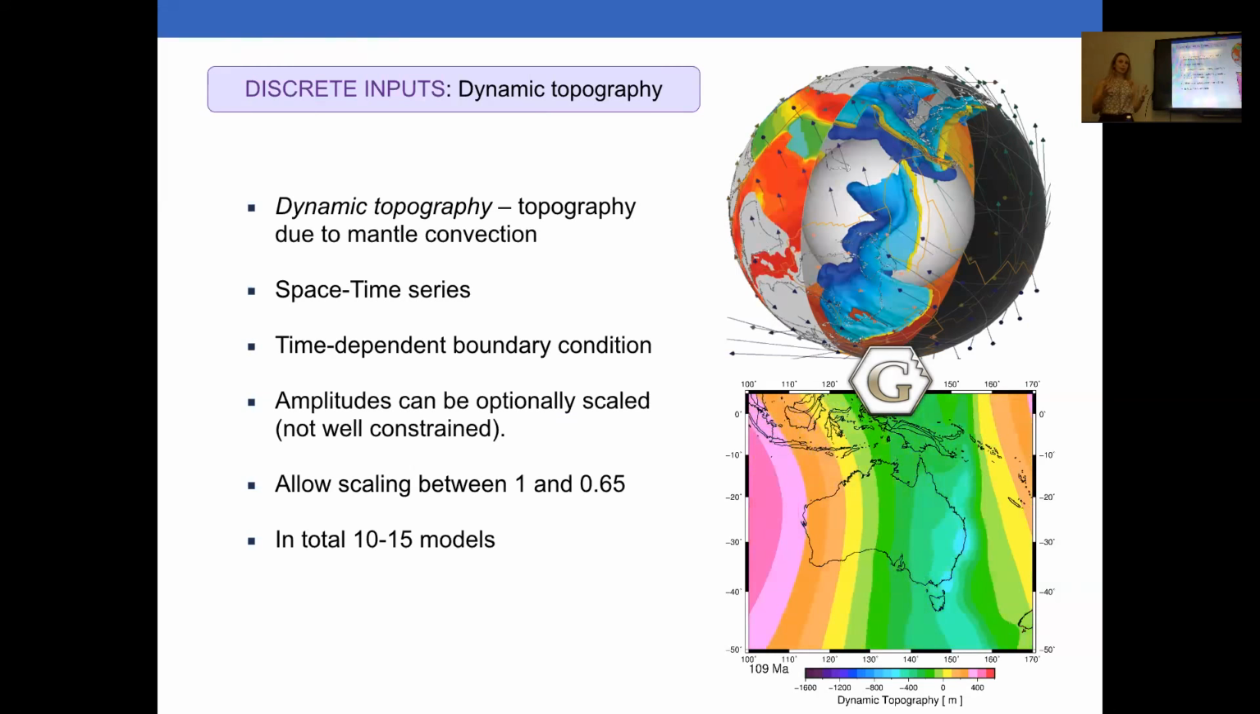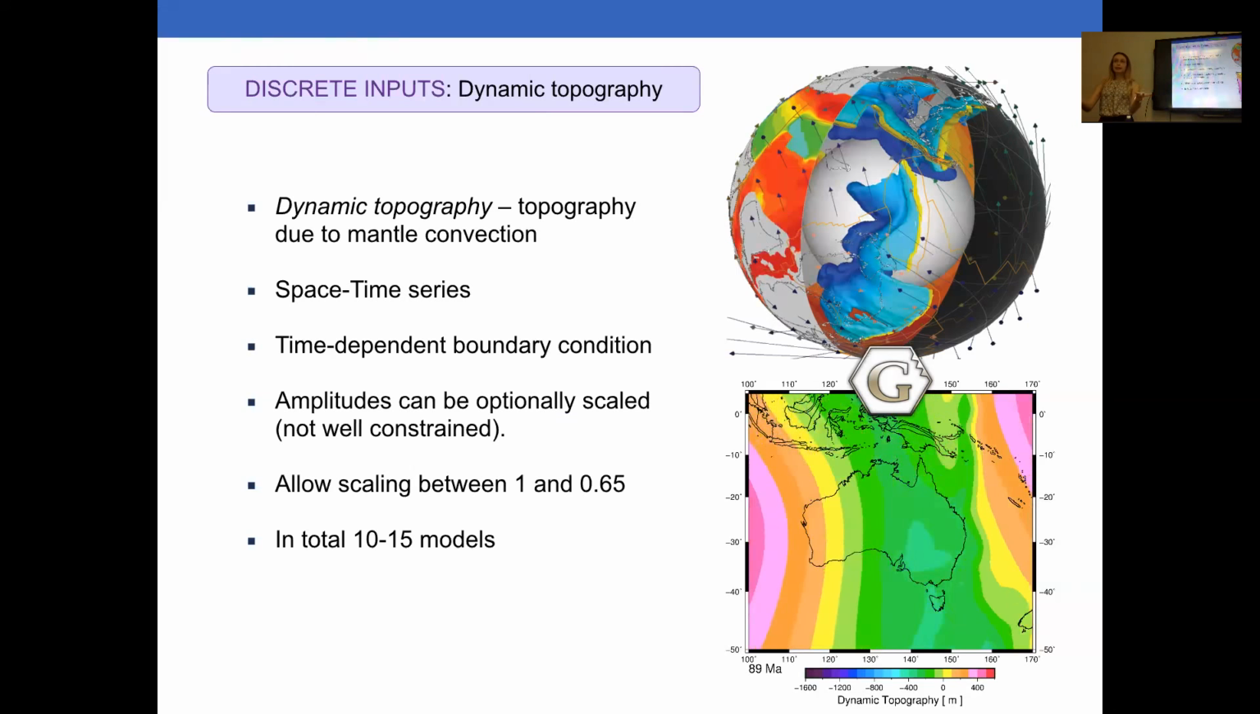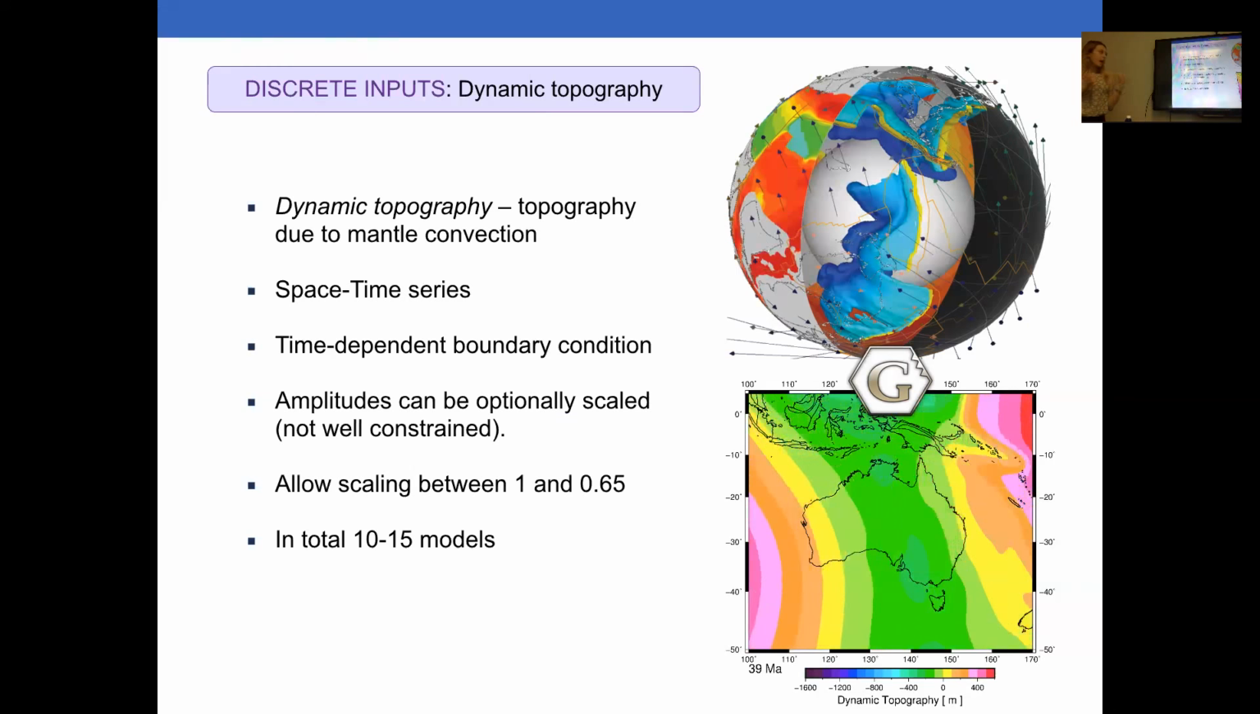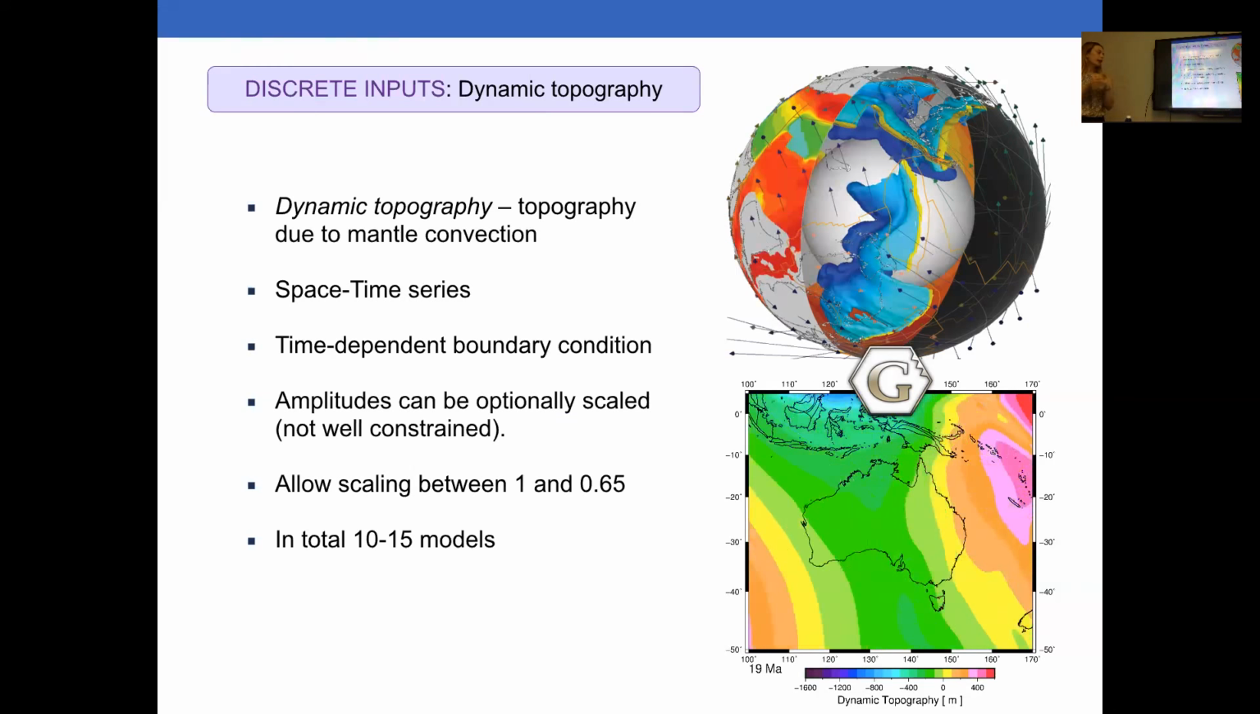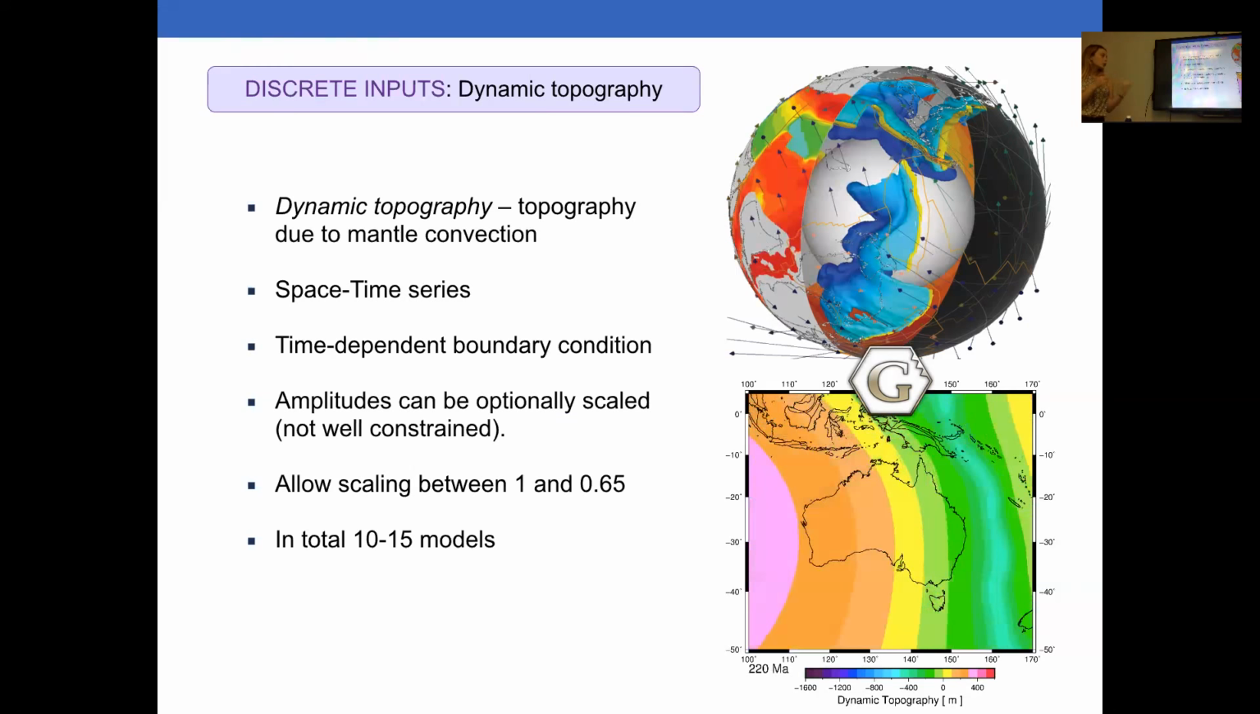So in regards to dynamic topography, where the data science team is concerned, we will do most of the processing on our end. However, what we'll do is essentially provide you guys with a series of models, say 10 to 15, and from that, it's about seeing which models work best with the other parameters to produce the best results.